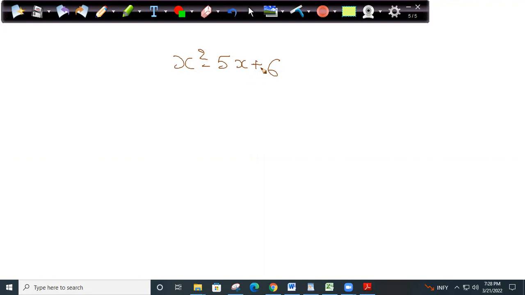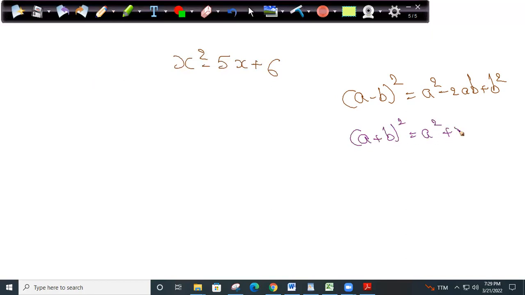Everyone knows the formulas of a plus b whole square and a minus b whole square, but they don't know the application of it. Even an old person can remember the a plus b whole square and a minus b whole square formulas, but what we fail at is how to apply them. Again, I'm writing here the a minus b whole square and a plus b whole square formulas. A minus b whole square is a square minus 2ab plus b square, and a plus b whole square is a square plus 2ab plus b square.